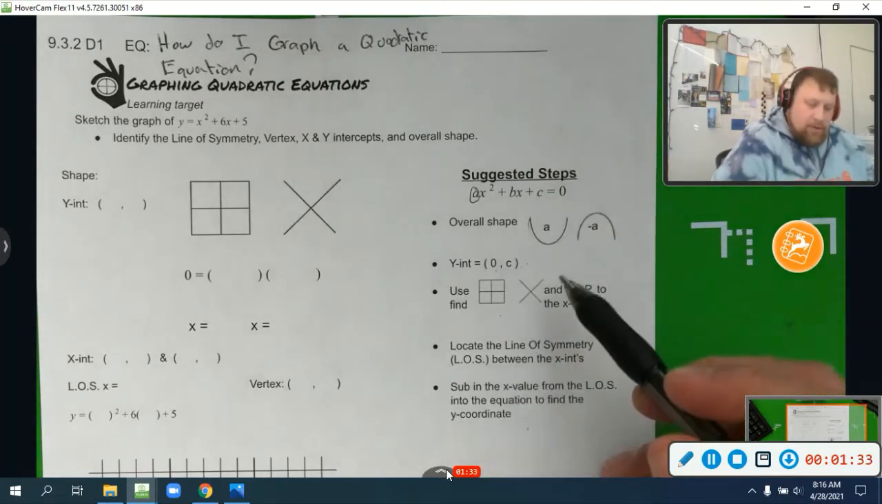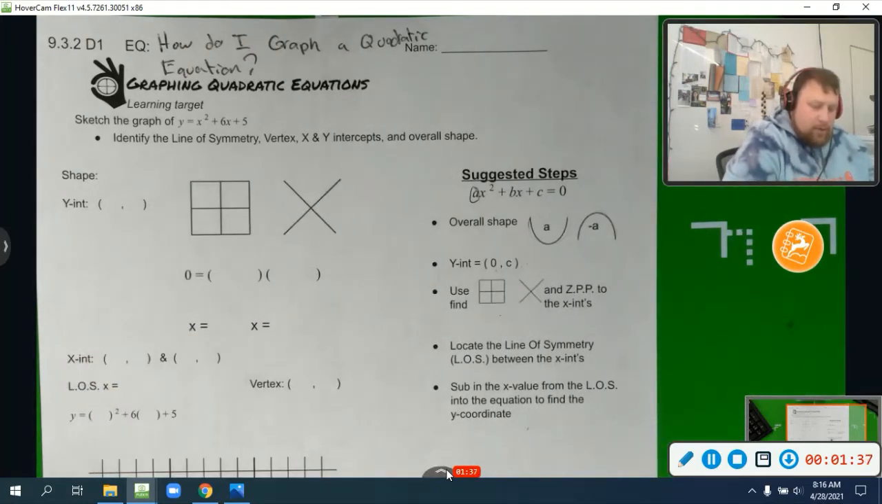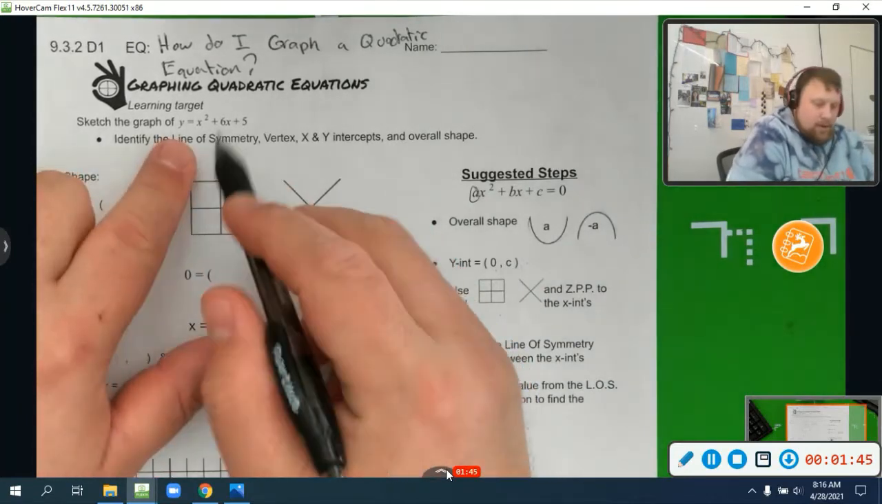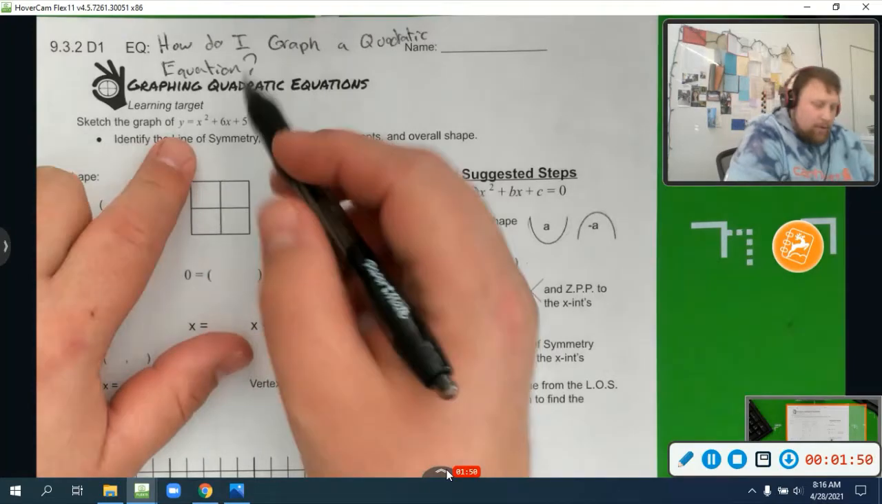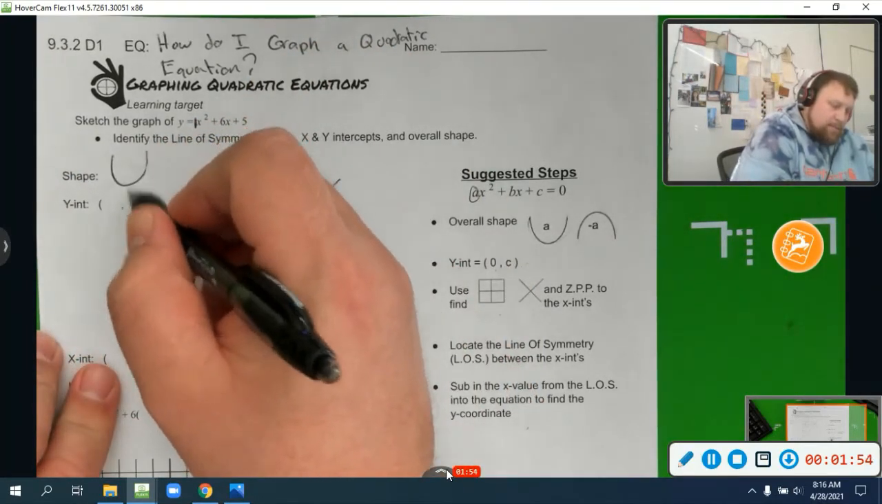Let's go ahead and follow these through to see how this helps us. So it says, first of all, sketch the graph of y equals x squared plus 6x plus 5. Identify the line of symmetry, vertex, x and y intercepts, and overall shape. So let's look at it. Even though I don't have a number in front of the x, we know what it is really. It's 1, right? And 1 is positive. Because it's positive, we know the overall shape is going to open up.